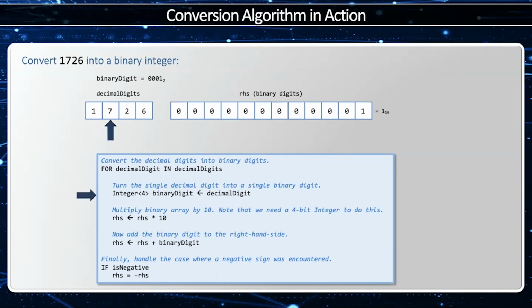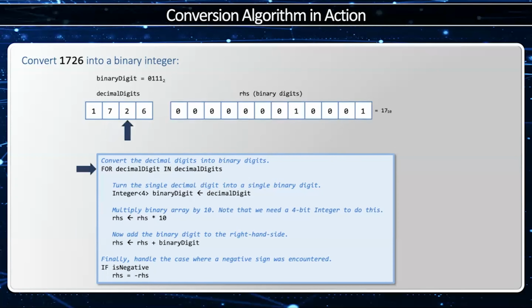Now I'm going to move to the next element, which is 7, and the binary representation of that is 0, 1, 1, 1. Then I take my right-hand side and multiply it by 10. 1 times 10 is now going to be 1, 0, 1, 0. Let's make sure that's true. It's 0 plus 2 plus 0 plus 8. 2 plus 8 is 10, so that's correct. Then I add on my binary digits, which is 7, and that gives me 1, 0, 0, 0, 1, which is 17.